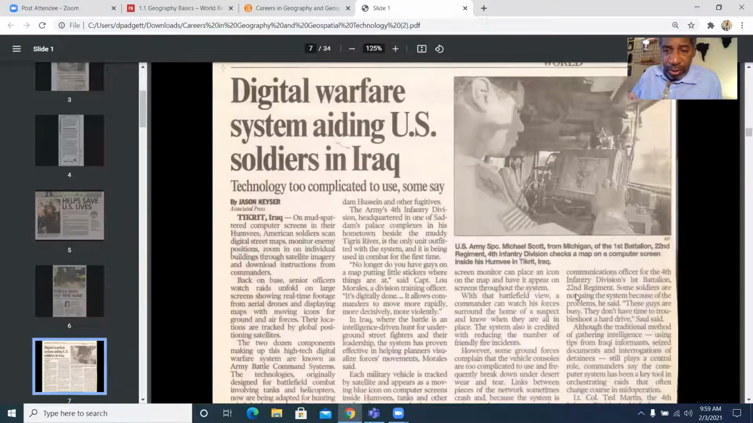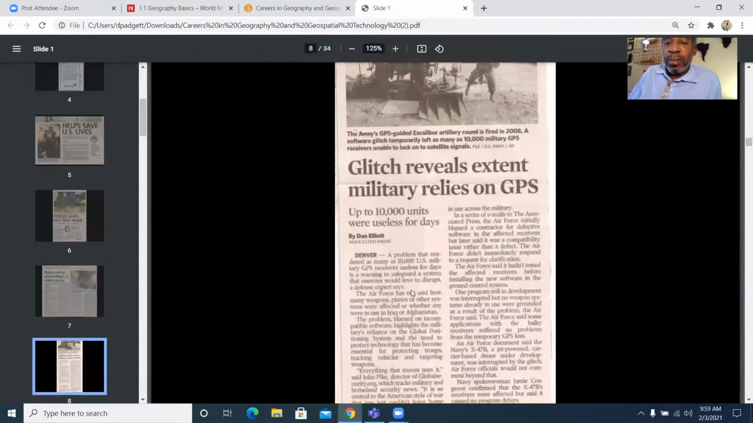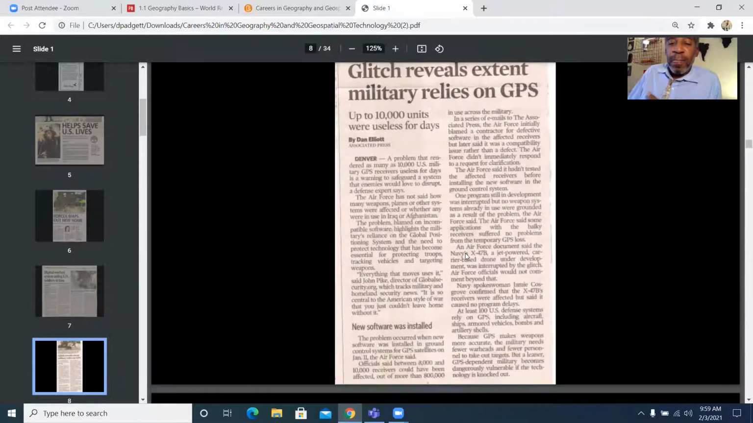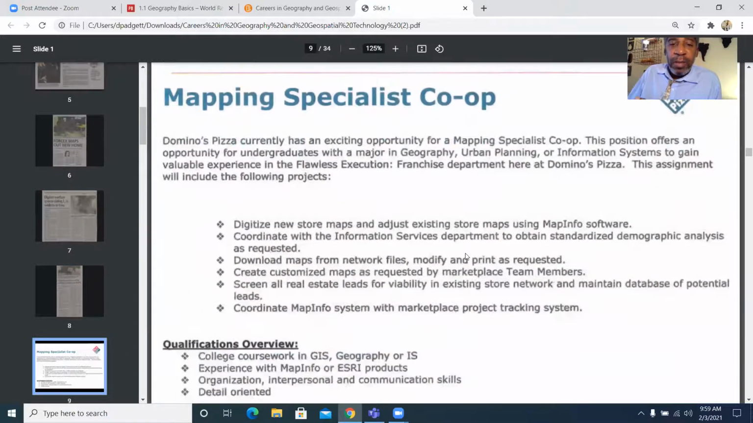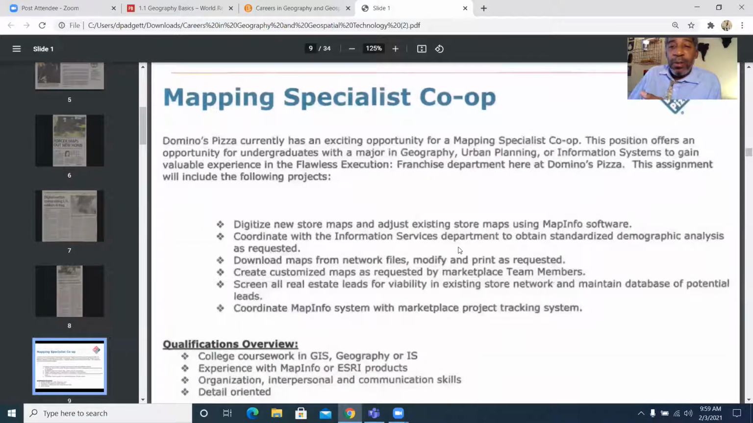And then I showed you a couple of articles just illustrating the importance of geographic information systems to the military. We talked about how important global positioning systems are to the military. So you should just glance at those articles. And we left off, we mentioned that any company that delivers anything, even pizza, uses this technology, geographic information systems. And so here's an advertisement for a job looking for a person at Domino's Pizza to do GIS.